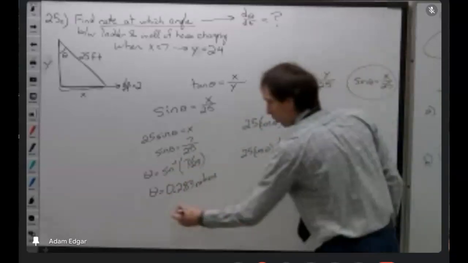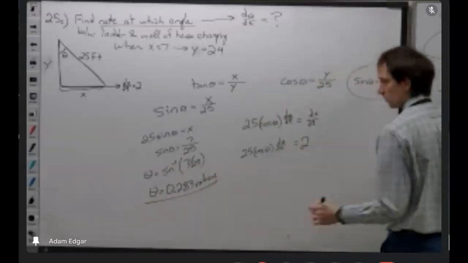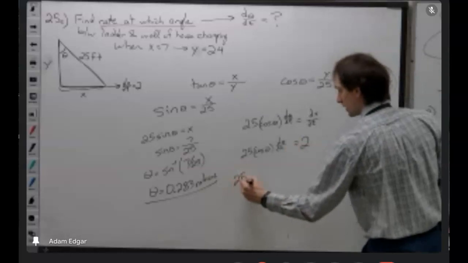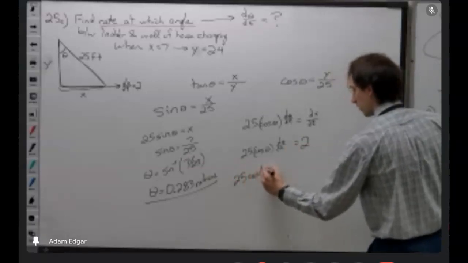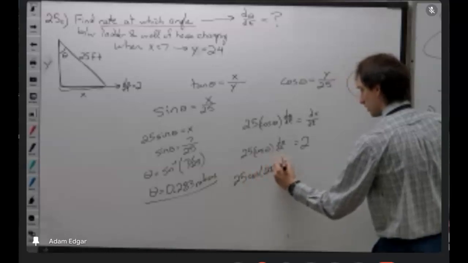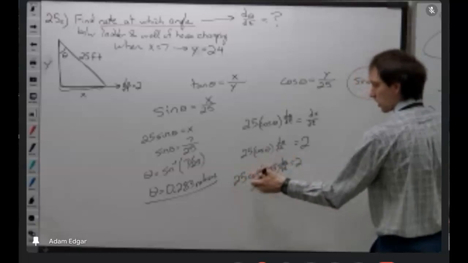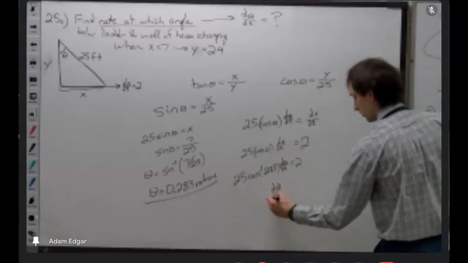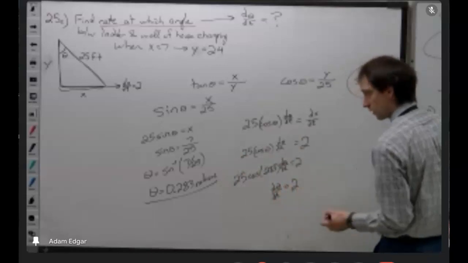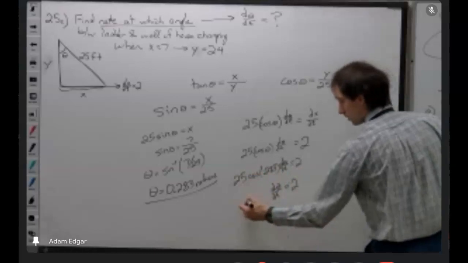Once you've got that, you bring it over here, plug it in for your angle, and you can now solve for d theta dt. Because now you can say 25 times cosine of 0.283 times d theta dt equals 2. So go ahead and do 25 times the cosine of 0.283 to make that a decimal. And what is 25 cosine of 0.283? What is it?